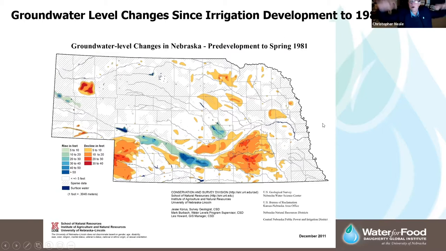So this is the situation in spring 1981, after the development of all that irrigation. You could see that there were several places in the state where the water level had gone down by 10 to 20 meters. Well, here it's in feet, but it would be between 10 and 20 meters. And this map was produced with GIS techniques, interpolating those well data that we saw in the previous image.